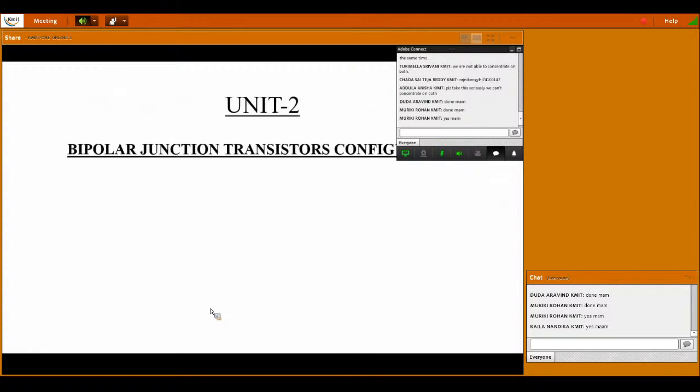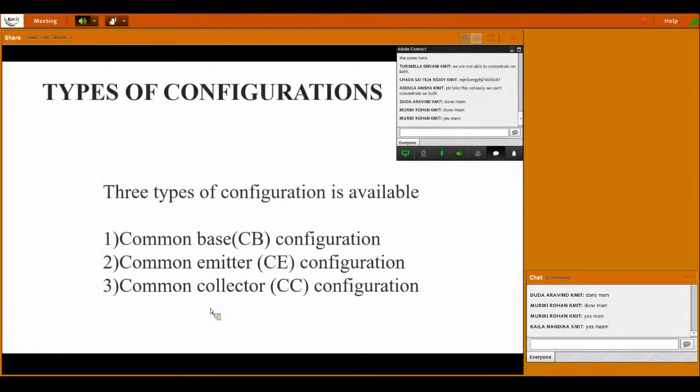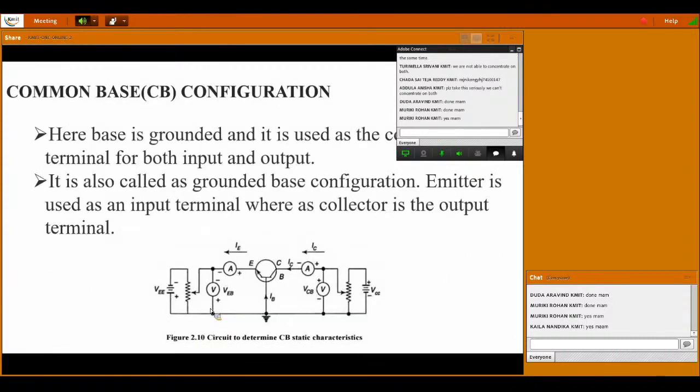Now, let me move to the common base configuration. This is a circuit to obtain the common base configuration. Observe carefully. Here we have a transistor electronic symbol. Which type of transistor is it? Anyone can answer?